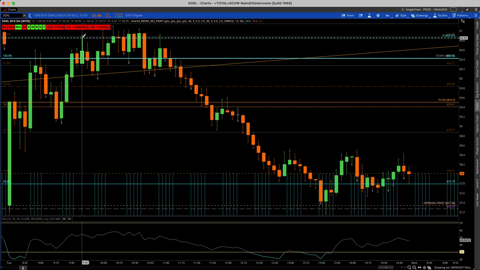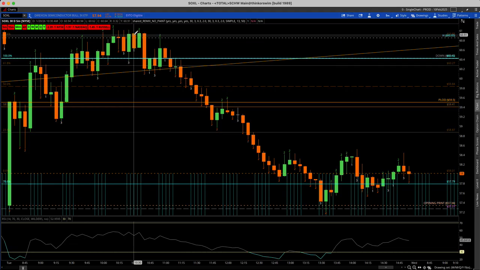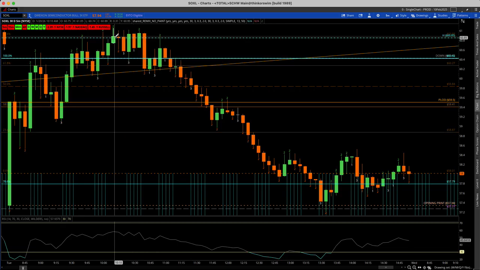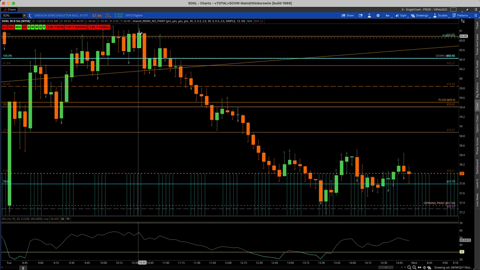But we went ahead and unloaded about 80% of the position, hoping for previous high of day, right? That's the second target, once you get that higher low at or above the opening print. We ended up getting a lower high, right?